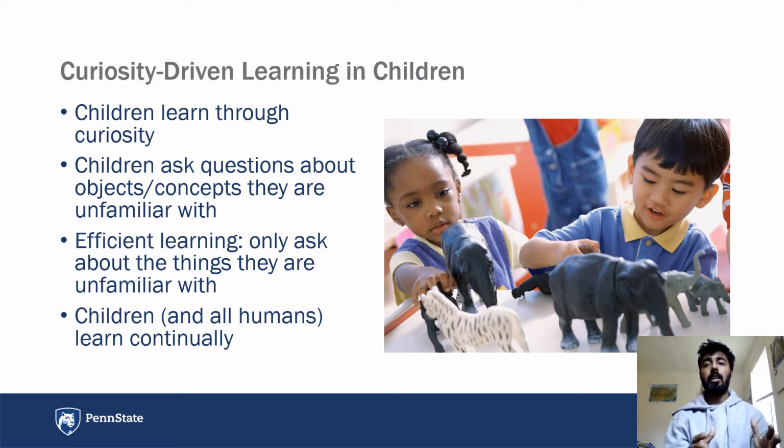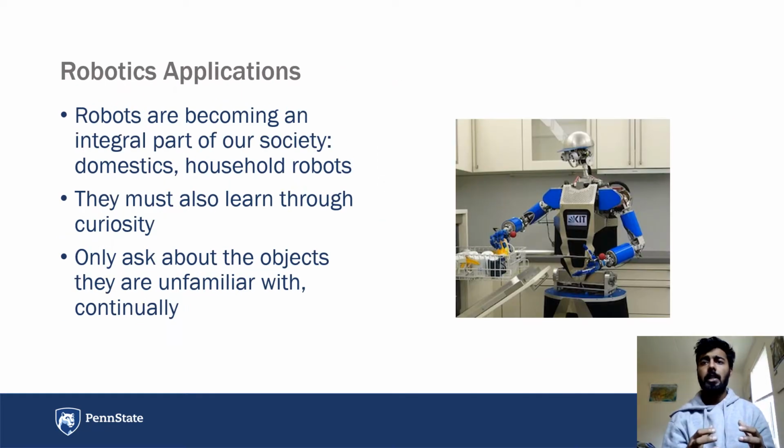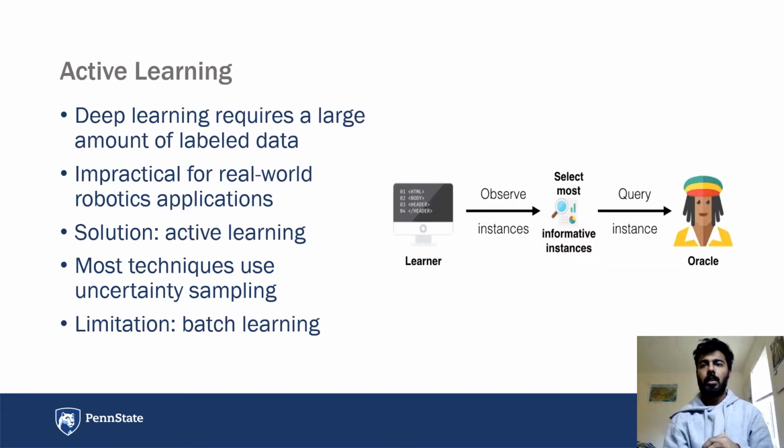Further, children and even all humans learn in a continual manner. That is, they continually adapt to their environment by learning new things without forgetting any of the previously learned information. Now, with robots becoming an integral part of our society, like household or domestic robots, they must also learn through curiosity, because in real-world applications, they might not have enough human assistance, so they should prioritize the things that they are most unfamiliar with. Deep learning has achieved remarkable success in object classification.